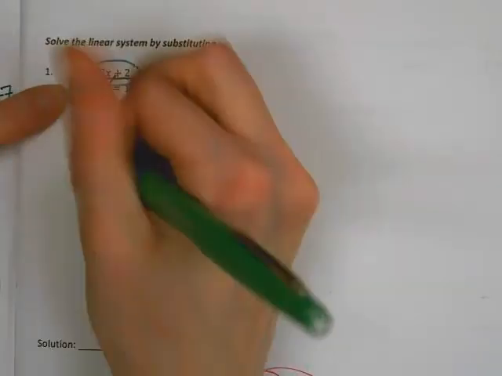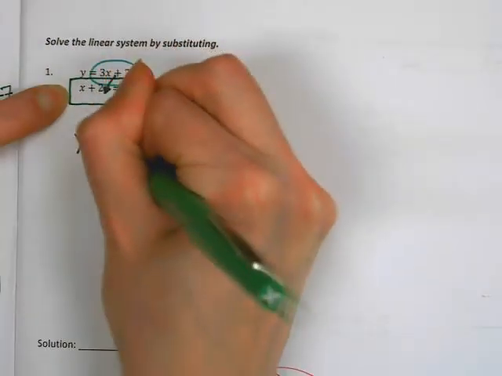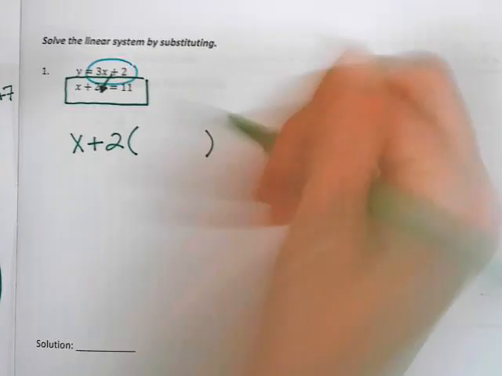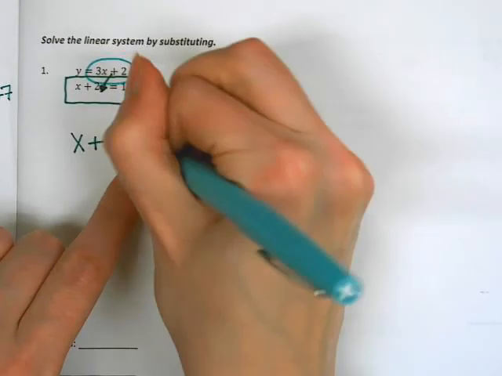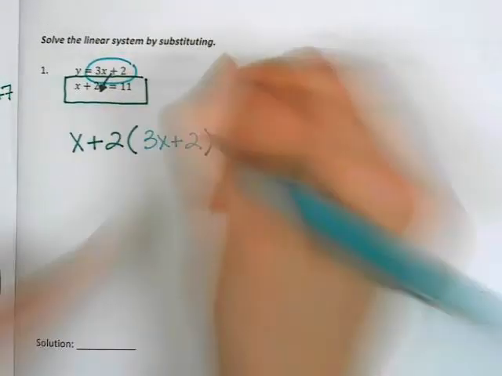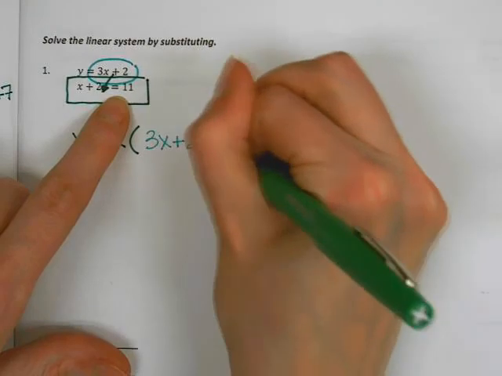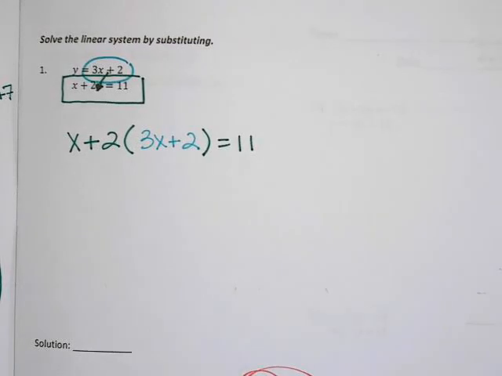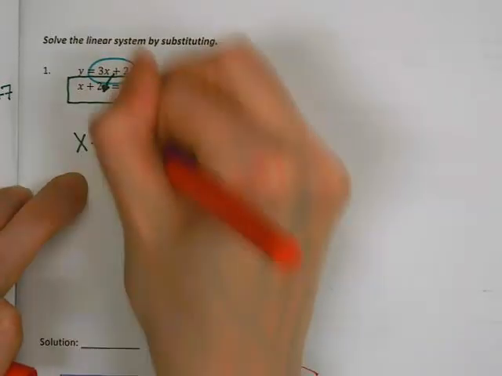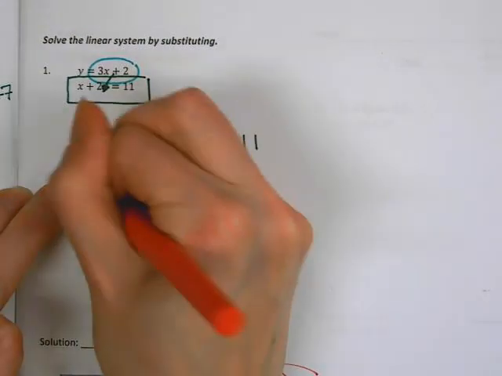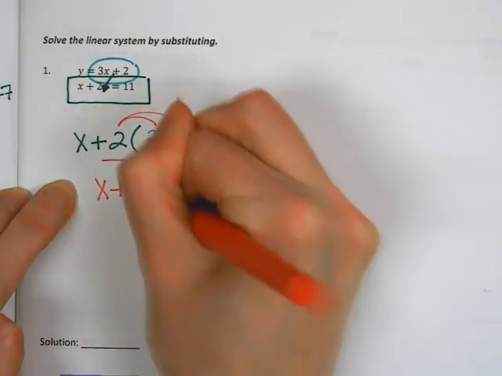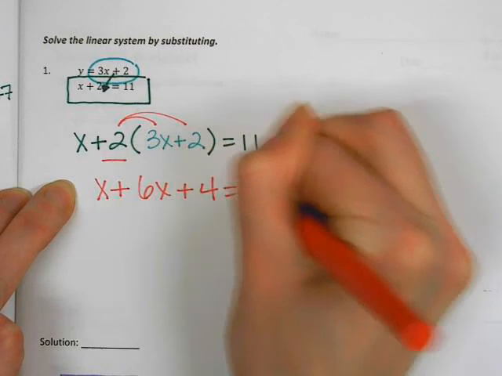All right, so here we go. It's x plus 2 times y, but y is 3x plus 2, and then it says equals 11. So do you guys see that substitution step? And now we just solve. So we're going to distribute the 2 in. It's x plus 6x plus 4 equals 11.